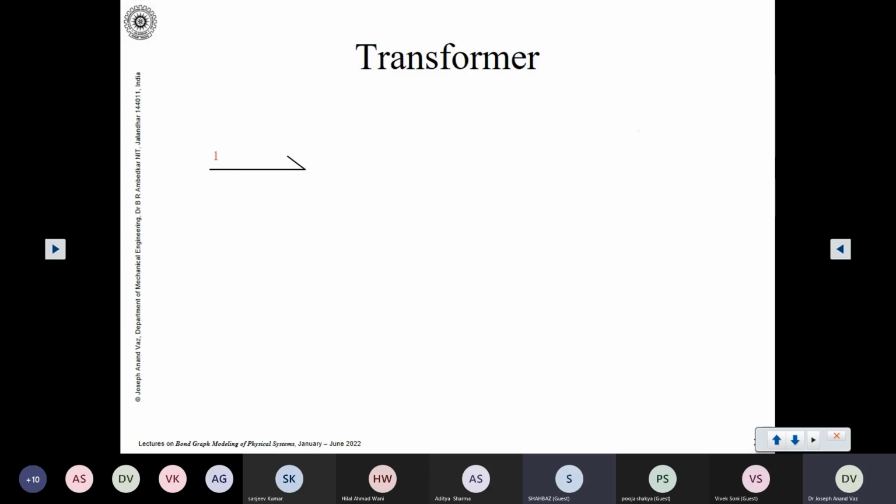it's a two-port element. That means the transformer can be represented like this. There are two ports, 1 and 2. And there is a modulus associated with this transformer. We have indicated that modulus as mu. You have effort 1 and flow 1 associated with bond 1. Effort 2 and flow 2 associated with bond 2.